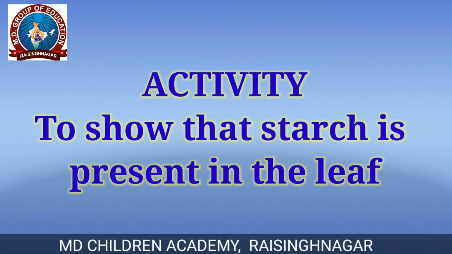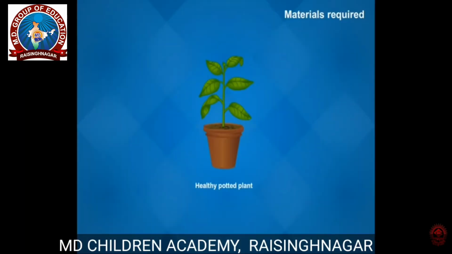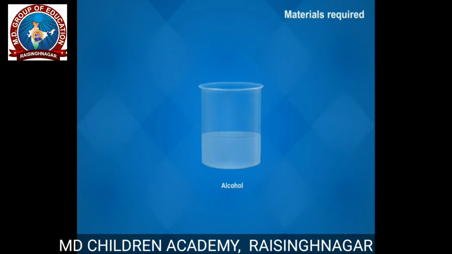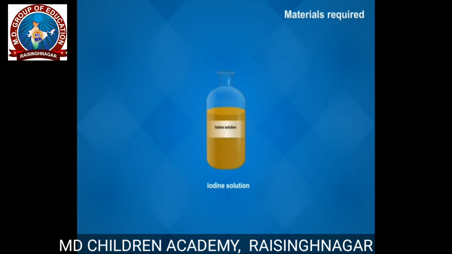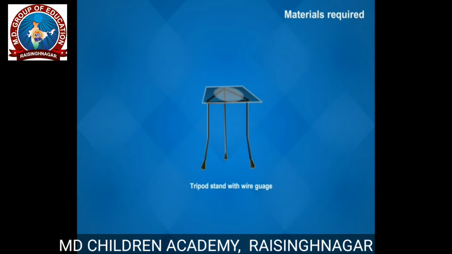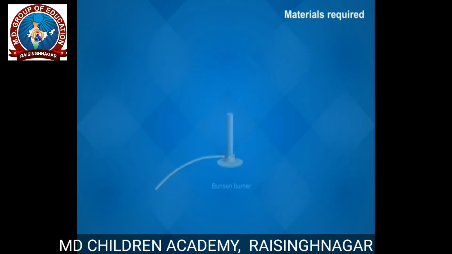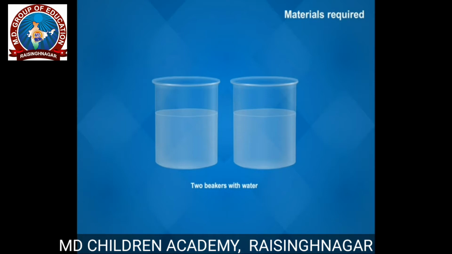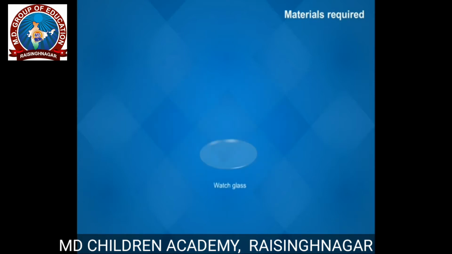Today we are going to perform an activity that shows the presence of starch in the leaf. For that, the materials required are a healthy potted plant, alcohol, iodine solution, dropper, forceps, tripod stand with wire gauze, Bunsen burner, 2 beakers with water, watch glass, and test tube.